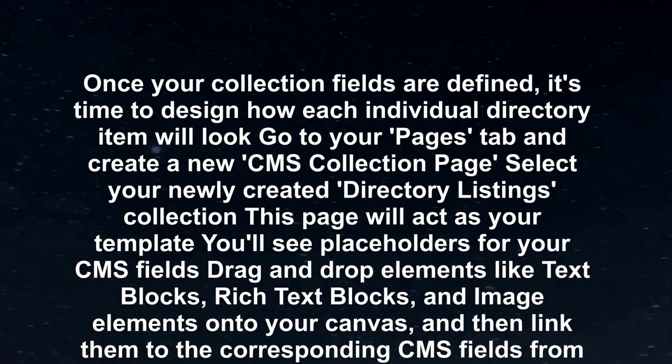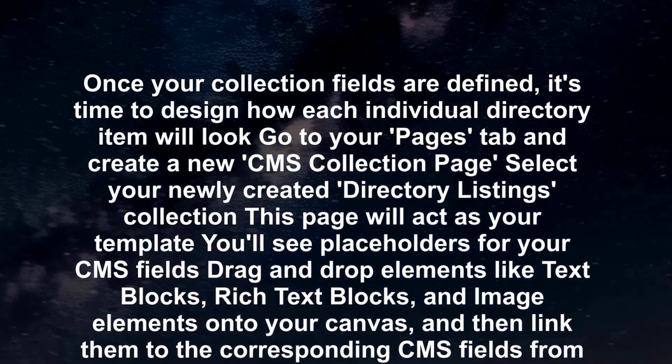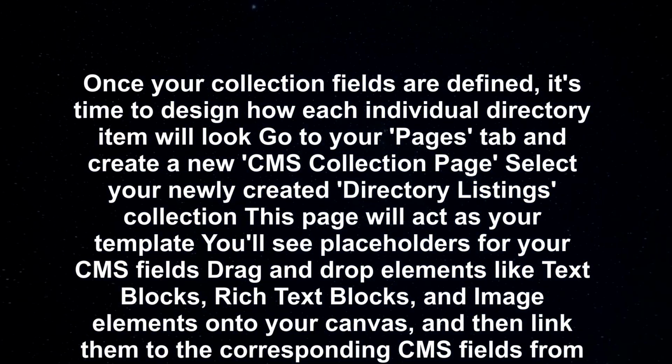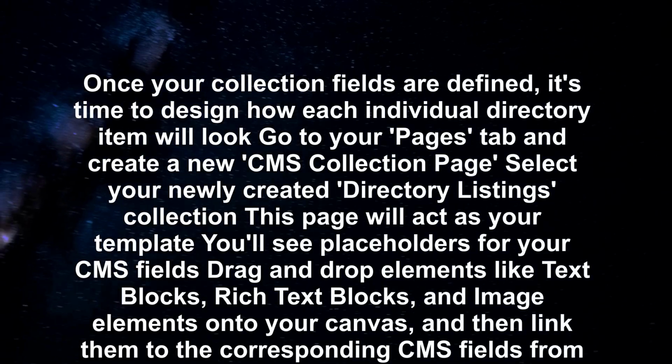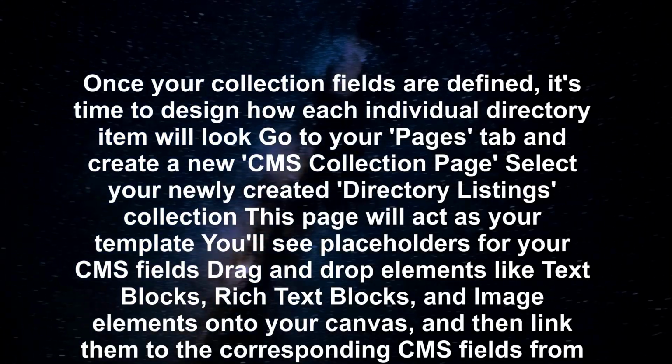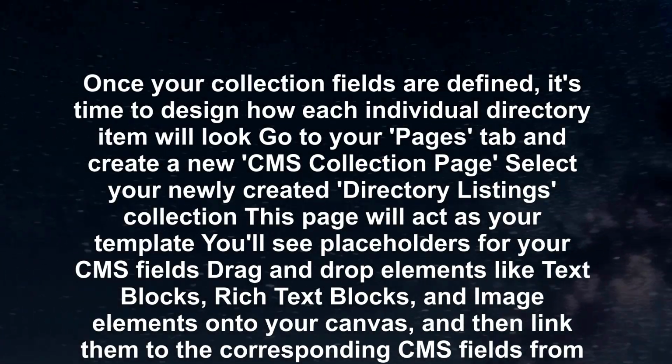You'll see placeholders for your CMS fields. Drag and drop elements like text blocks, rich text blocks, and image elements onto your canvas. And then link them to the corresponding CMS fields from your directory listings collection. This is where you visually define the layout for each listing.